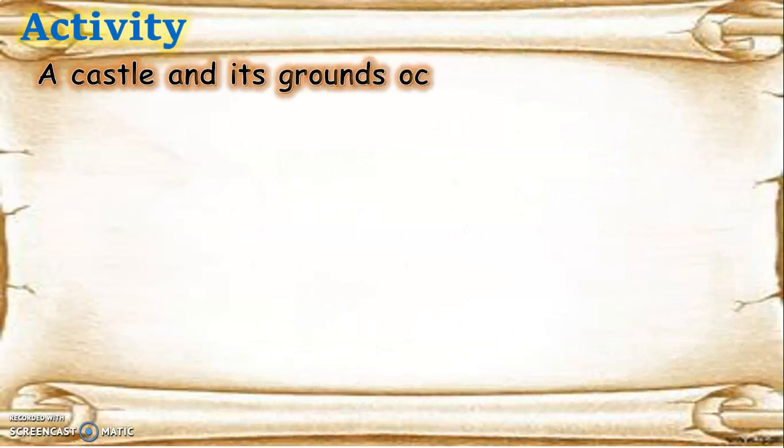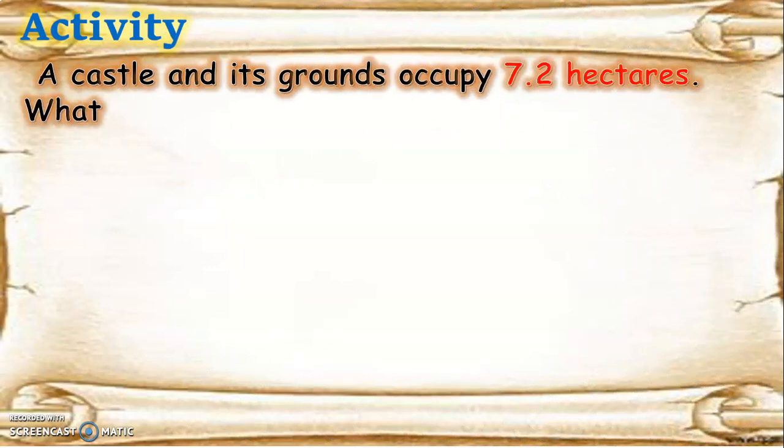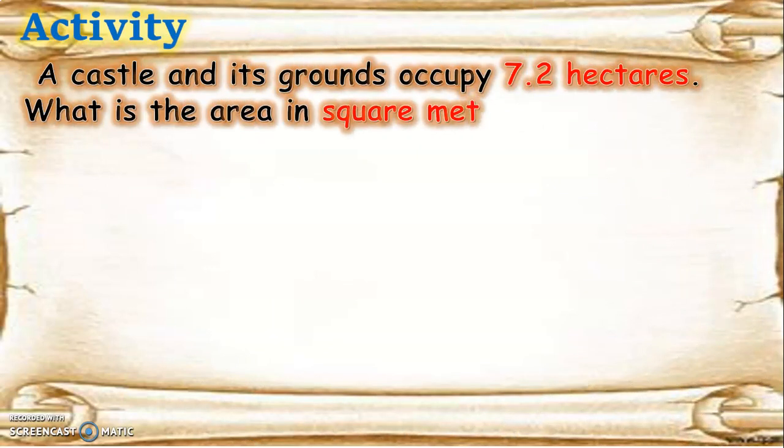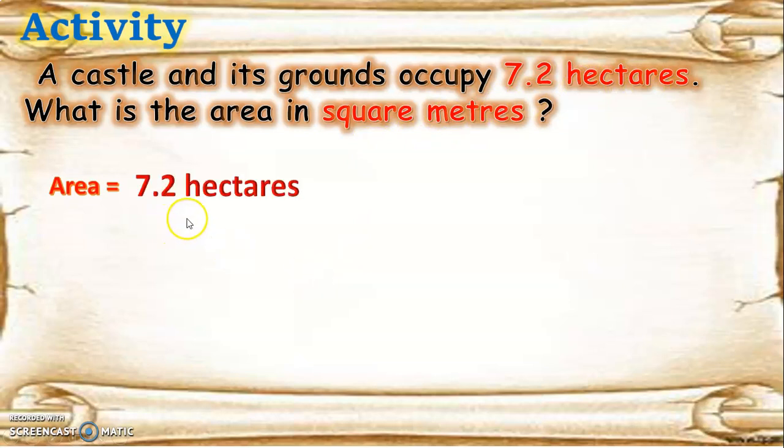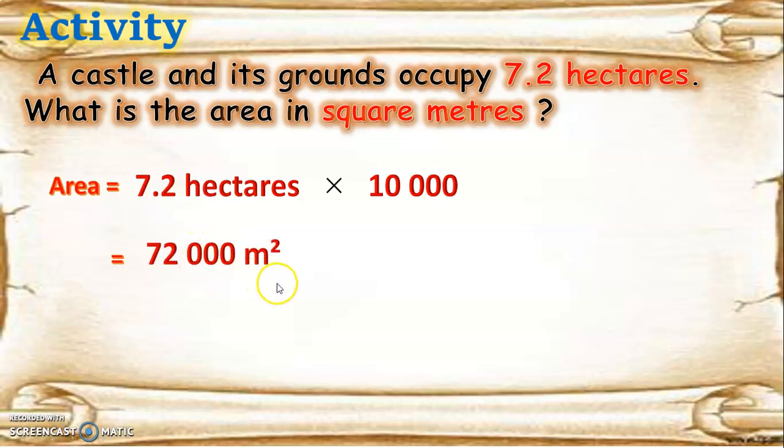A castle and its grounds occupy 7.2 hectares. What is the area in square meters? So in this part, we need to change from hectares into square meters. Like what we did in the first activity, 7.2 hectares, just multiply it by 10,000. So the answer will be 72,000 meters squared.